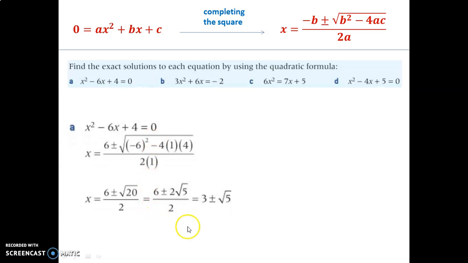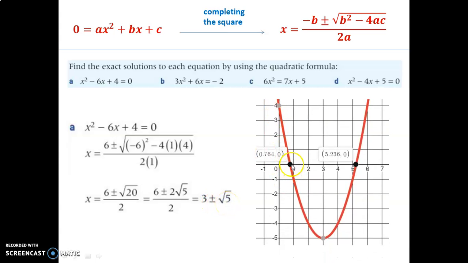Okay, check your work here. Maybe you put it into decimal form, which is great, but anyway, it's 3 plus or minus root of 5. And graphing that, notice we have 2 solutions right here, and those solutions, if you did 3 plus root of 5 and 3 minus root of 5, you would get those 2 numbers here. So again, the solutions are our x-intercepts.